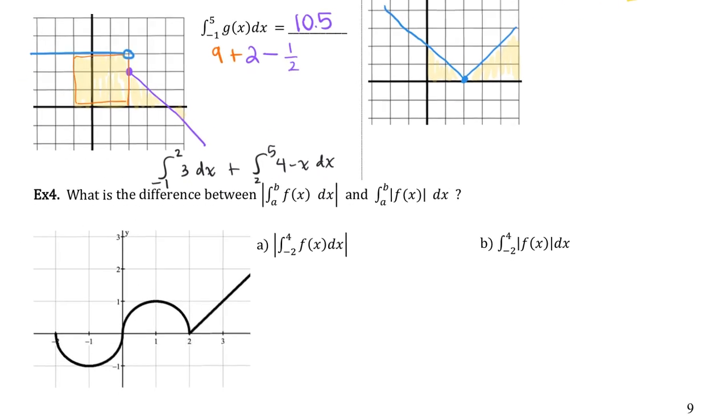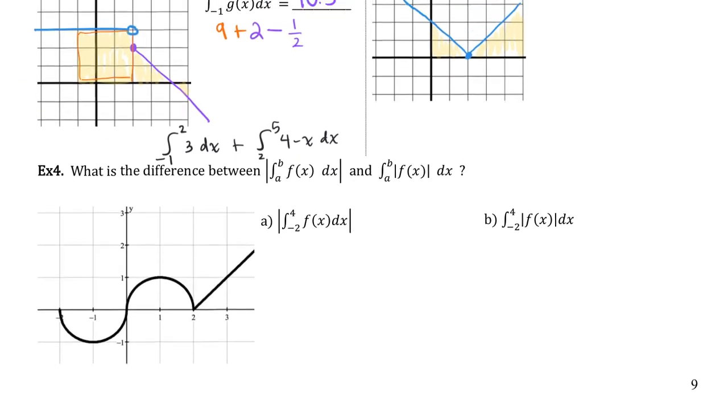Okay, let's look at example 4. Example 4 asks, what is the difference between the absolute value of the integral from a to b of f of x dx and the integral from a to b of the absolute value of f of x dx? When you put them in the calculator, your calculator can interpret the difference between the two, but you don't always have your calculator, so you need to be able to interpret the difference. Okay, so let's do each version so you can see what the answer ends up being.